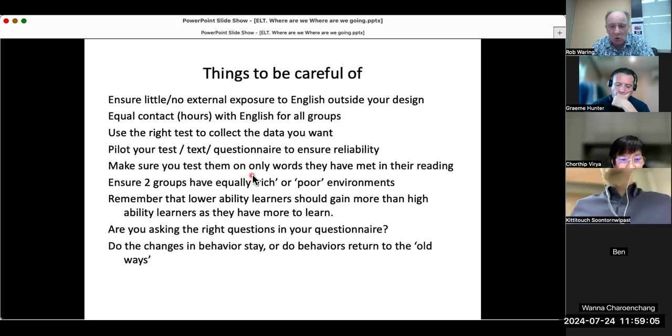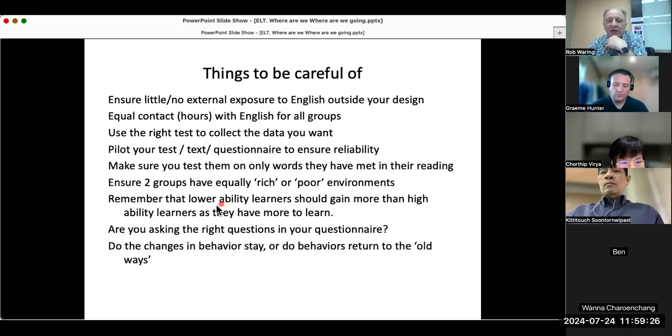Make sure you test only on the words they've met in the reading. Don't test them on words they've not met in their reading. It's not fair to give them a test on words they never met. Ensure that if you're going to compare, say, extensive reading with something else, that they both have equally rich input. Not one has rich input, the other has poor input.